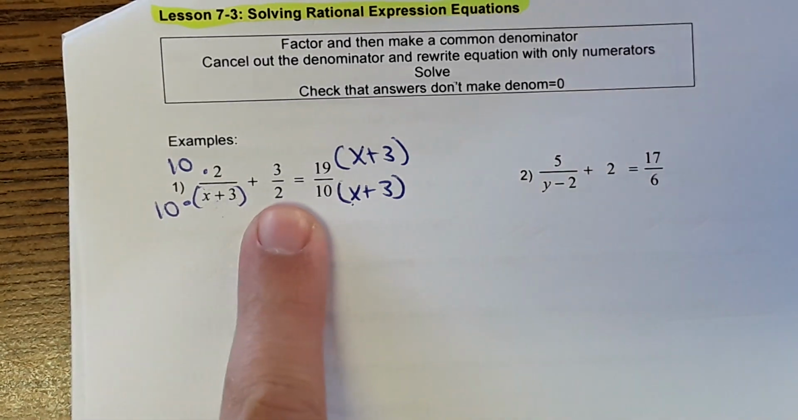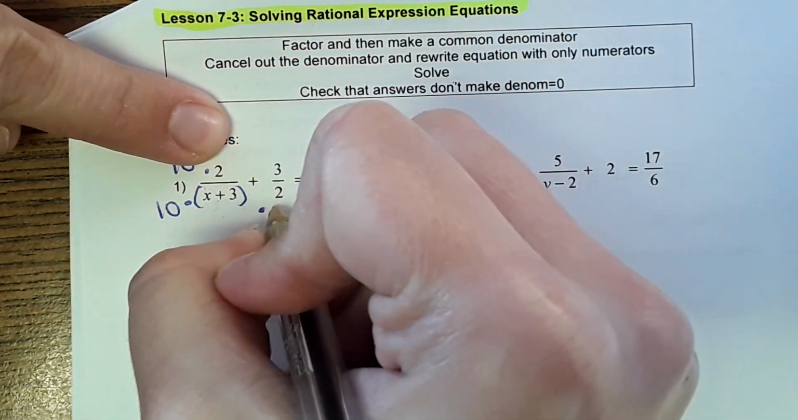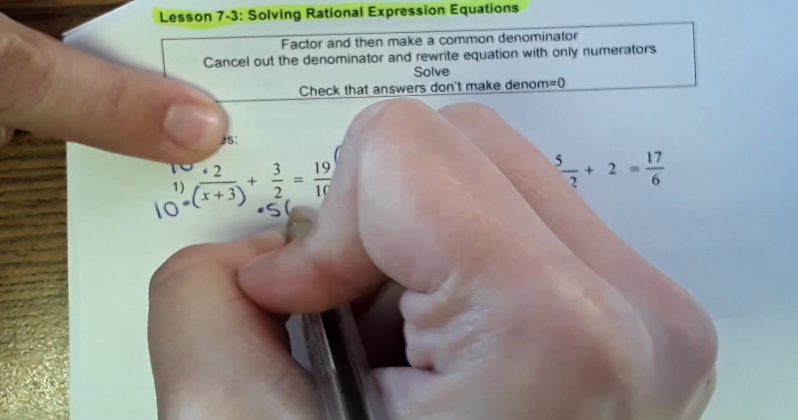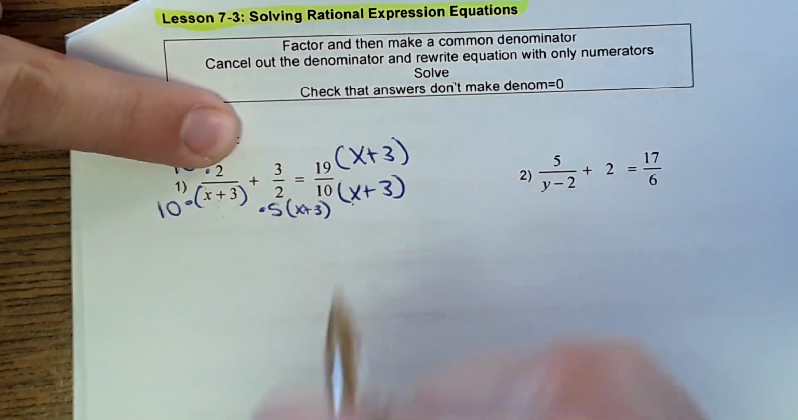And then for this one with the 2, what we're going to do for that is multiply by 5 to get the 10 and the x plus 3. So 2 times 5 is 10. That's why we chose that. Then whatever you do to the bottom, you do to the top.